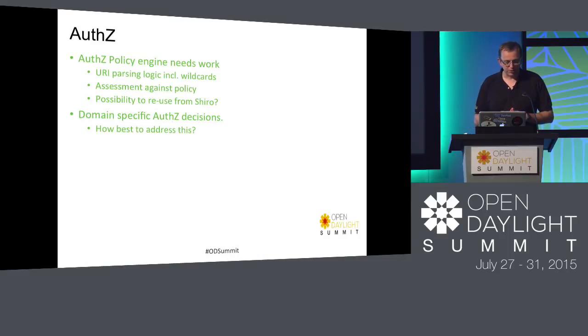The work on the policy engine at a ballpark level, well, we clearly need a URI parsing logic, and we were thinking of using or abusing Shiro for that, the Shiro framework, since it already has good logic for that. And of course, evaluation of our policy model and the pluggability into these domain-specific decisions.